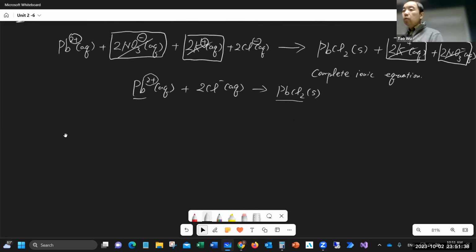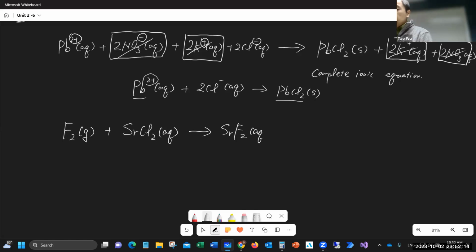So let's look at one more, the second one. Here we have a fluorine. This one is more confusing. Okay, I just give you one example. This is F2. F2 means fluorine gas, which is a diatomic gas, like O2, like hydrogen, H2. Okay, so this is a diatomic element. Then they have a strontium chloride. And then they're making strontium fluoride. And then the chlorine gas.